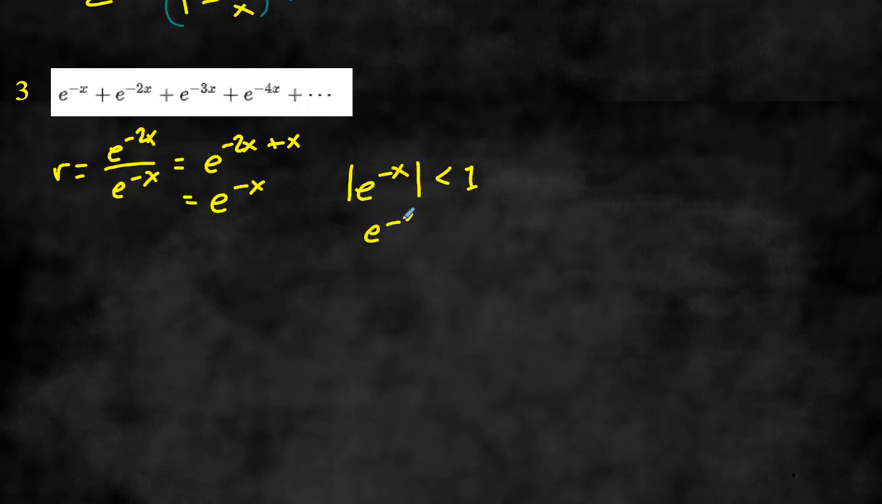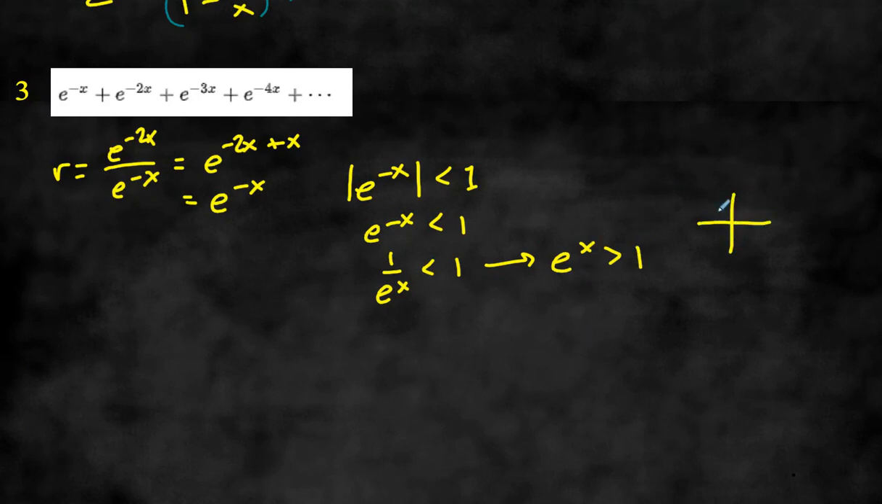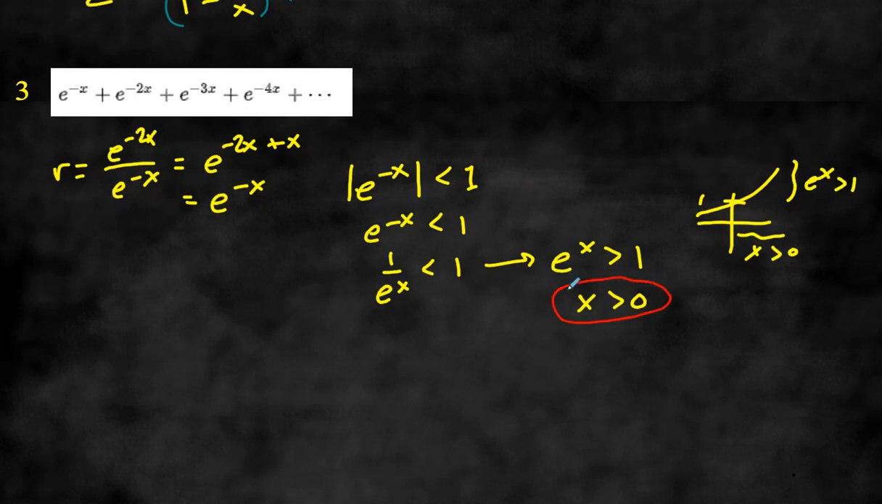Exponential is always positive, so we just get e to the negative x less than 1. We could rewrite this as 1 over e to the x less than 1. Again, taking reciprocals, e to the x has to be greater than 1. When is e to the x greater than 1? Again, we remember our exponential curve. Here's 1. Now we're looking at x's that are positive, which produce e to the x's greater than 1. So x greater than 0. And as long as that's true, we're going to get a convergent series here.